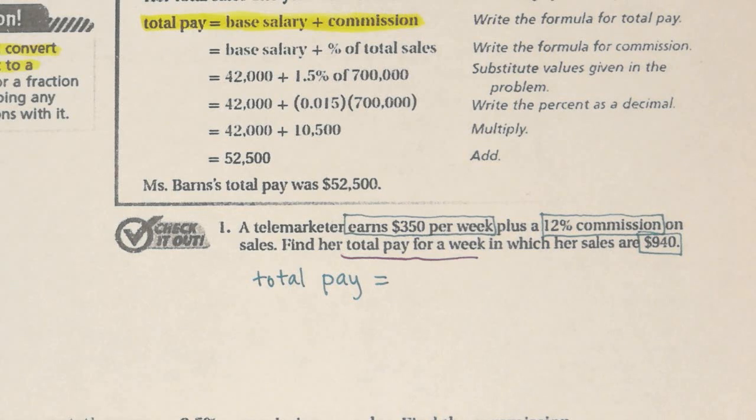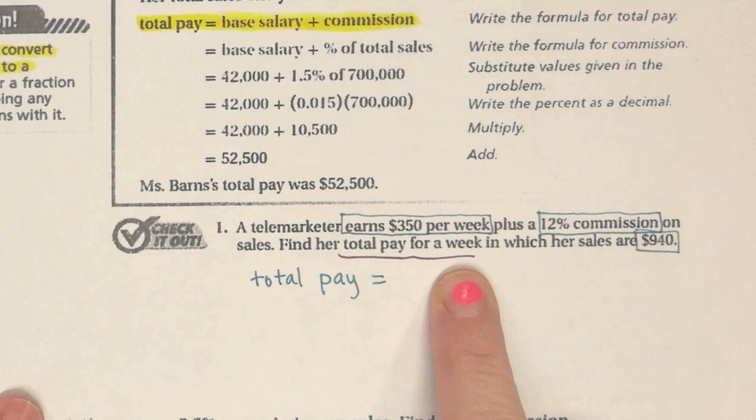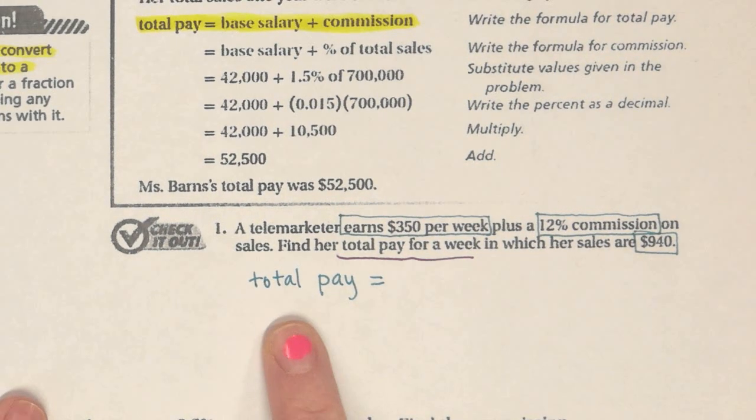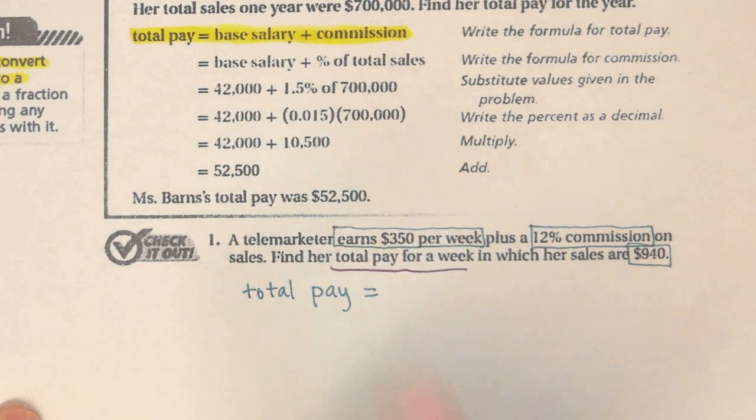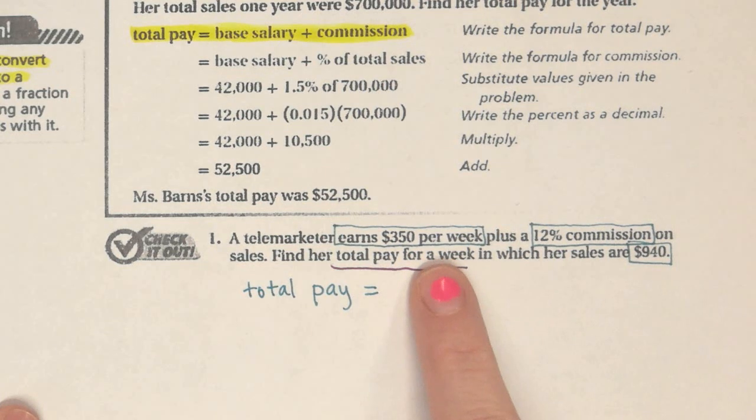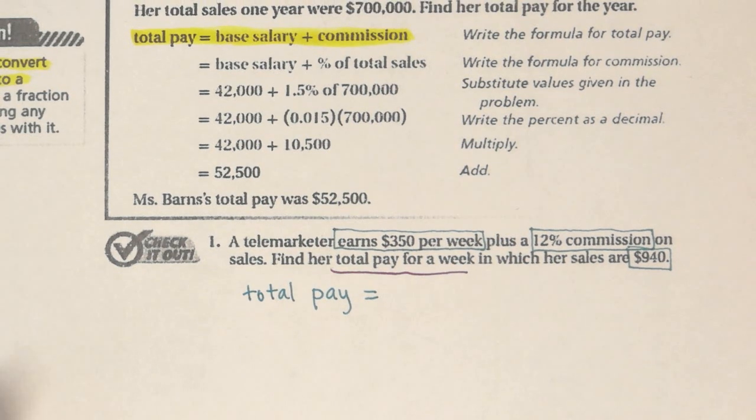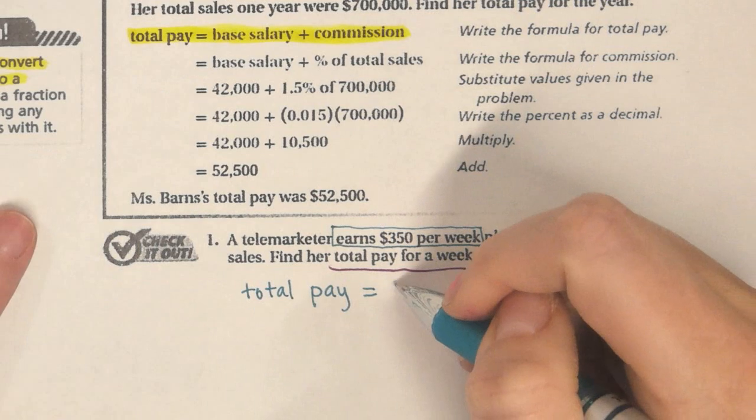Okay, so for finding the total pay in which the sales are $940, we have to take the base salary, which in this case is how much she's earning per week. So the pay per week.